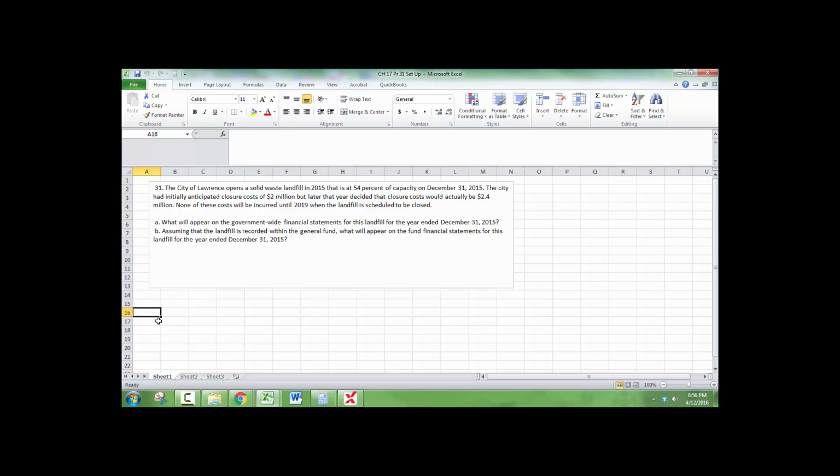What will appear on the government-wide financial statements for this landfill at the end of December 31st, 2015? Assuming the landfill is recorded within the general fund, what will appear on the fund-based financial statements?